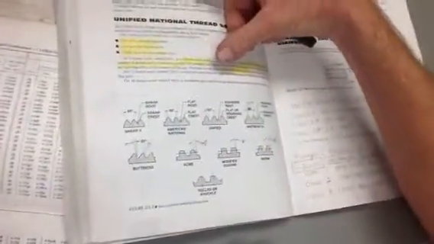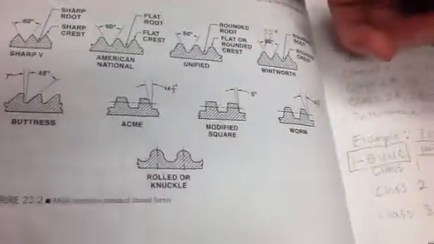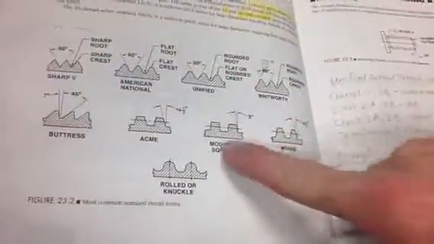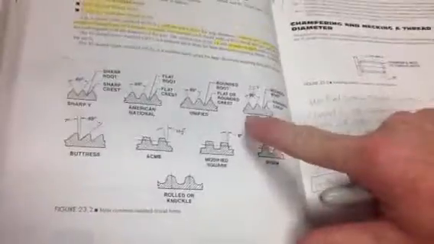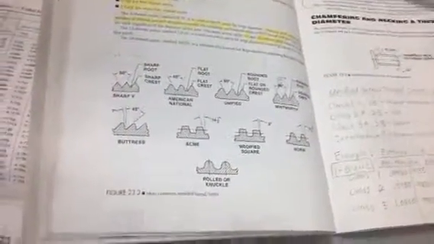Next thing we're going to look at, you come over here, it's got more stuff talking about thread form, thread series, and then it talks about the unified threads. And then we get over here, we actually have different forms. Okay? It's got different forms and stuff. You can look at those. And then there's the classes of fit. So that's what I wanted to cover about the threads.